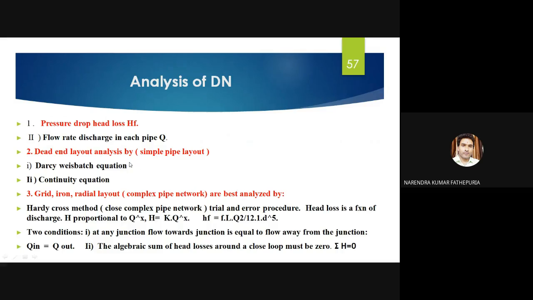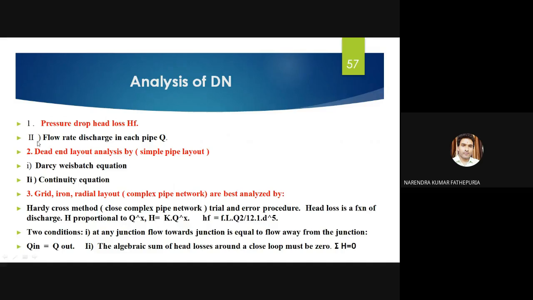Darcy-Weisbach equation for finding the head losses: HF equals 4FLV square upon D into 2g. Done in the applied hydraulics laboratory. Then the continuity equation, because we are dealing with a closed conduit pipe network. So Q is equal to A1 V1 is equal to A2 V2. That equation you have to consider, and the Darcy-Weisbach equation, then the flow rate equation. The Bernoulli equation is also quite frequently used here. It's a closed channel flow.